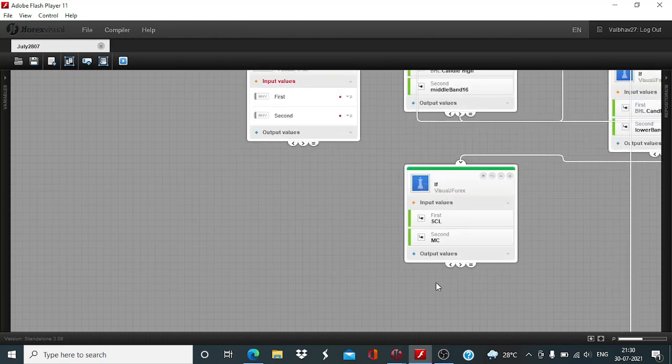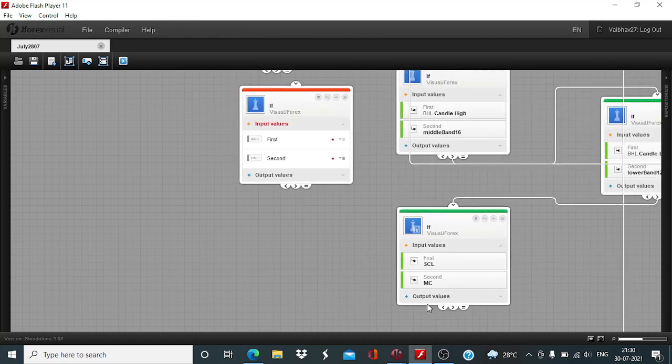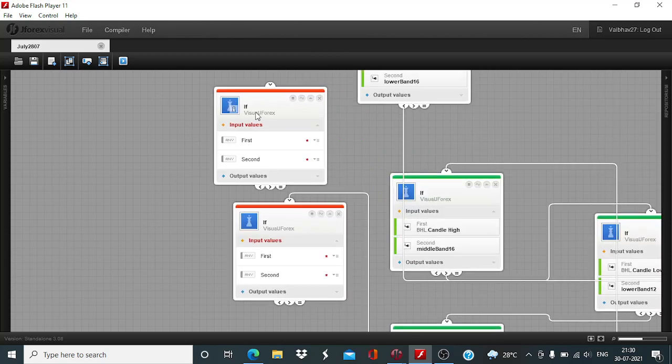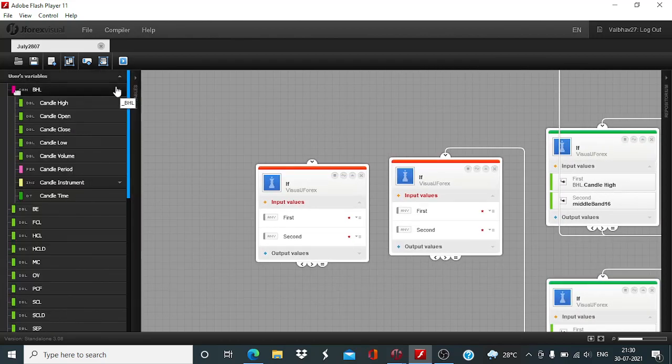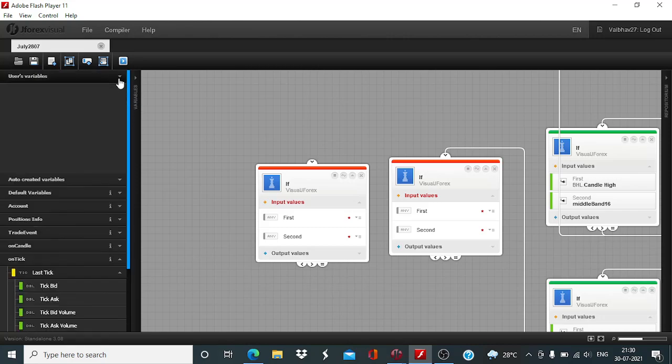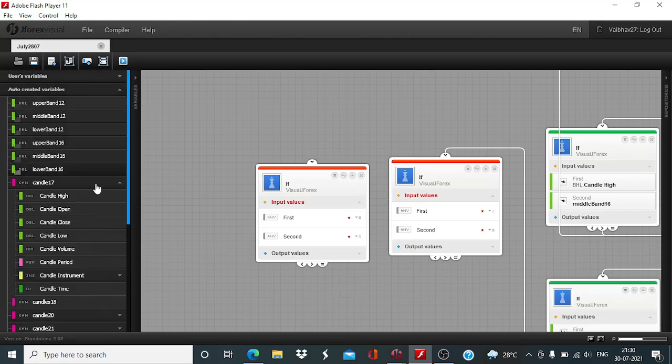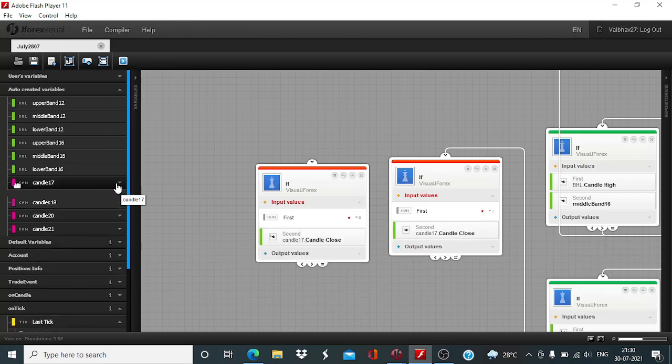So I will join the block to this if block. First input greater than second input. Okay. And now we are going to need candle 17 candle close. Candle 17 is the last 4 hourly candle, is going to be the common input.